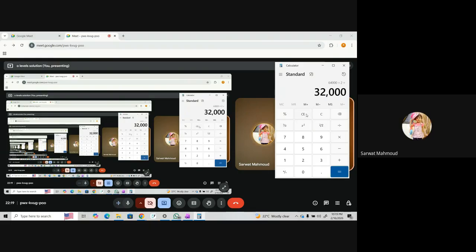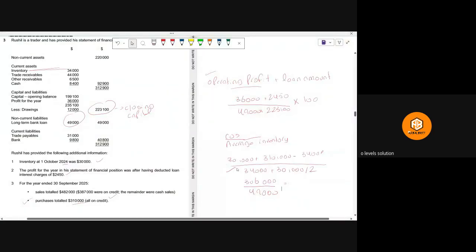Okay. Now the cost of sales was this. Let me first of all, this is 32,000. Now you can divide. Yes, I'm getting please fix it in 9.6 now. 9.6 times.